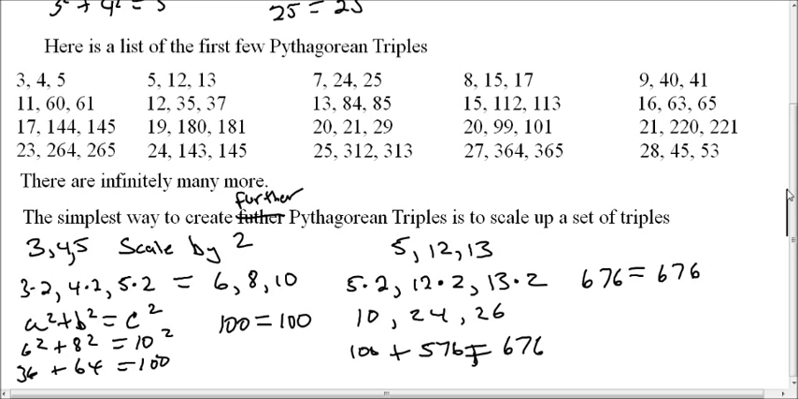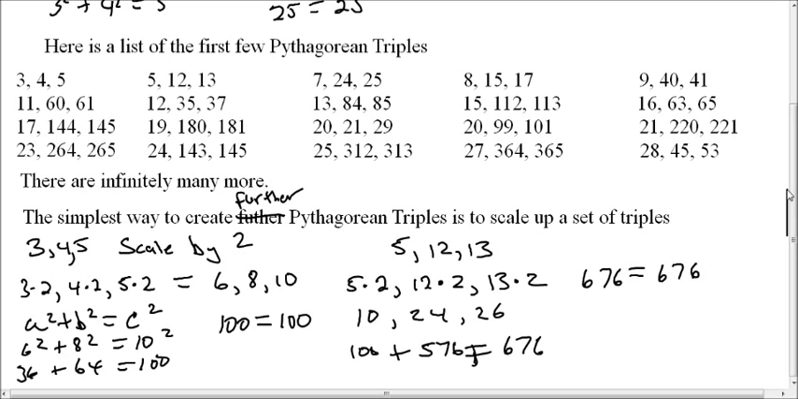We always want to verify, so we can square 6 to get 36, square 8 to get 64, and square 10 to get 100. Then 36 plus 64 gives us 100, so 100 equals 100. It is a Pythagorean triple relationship.